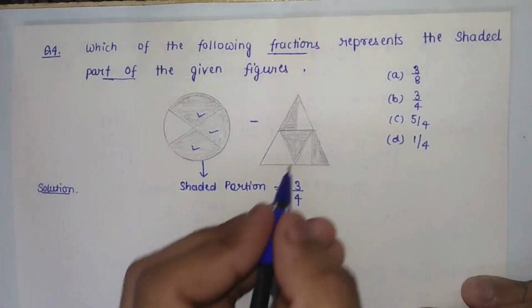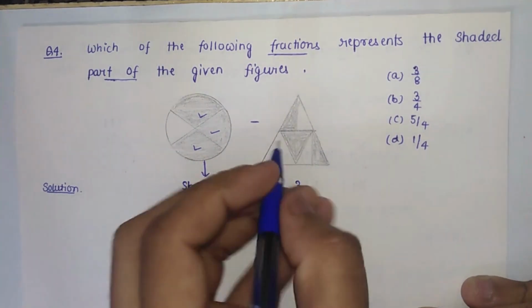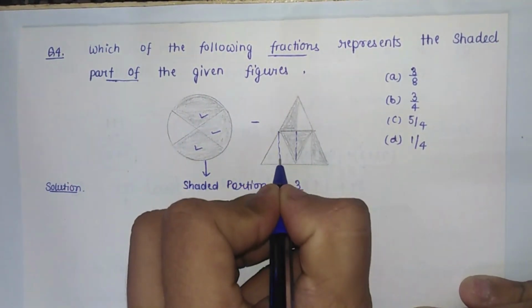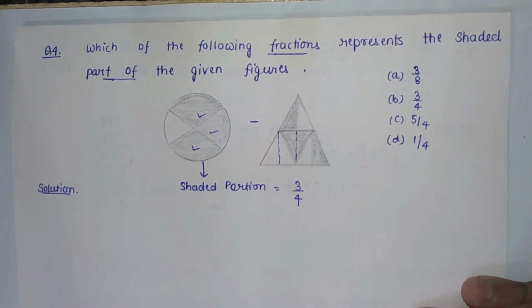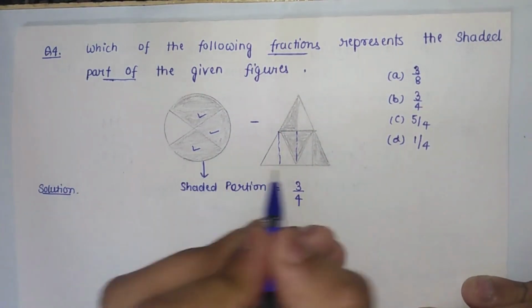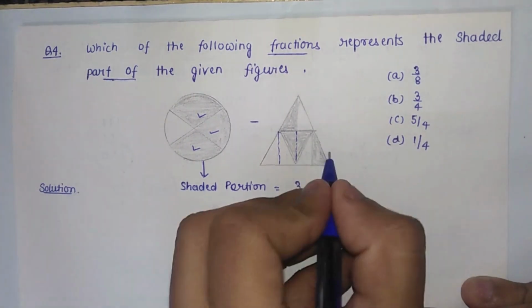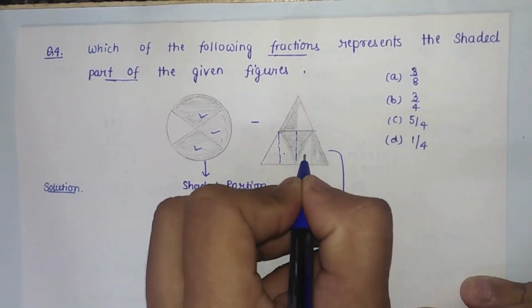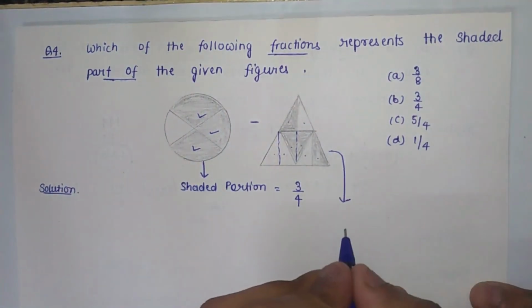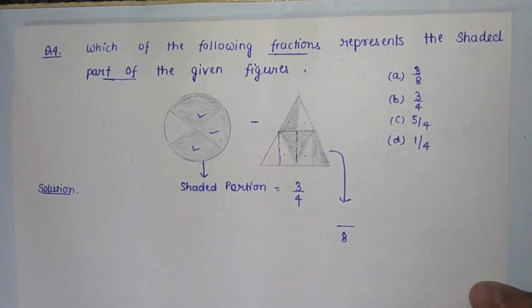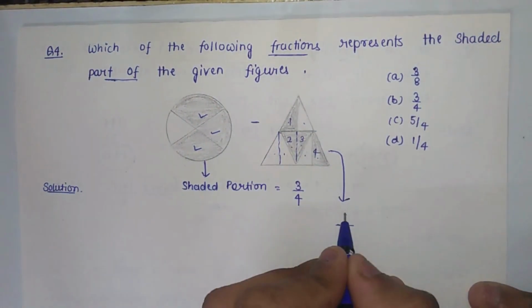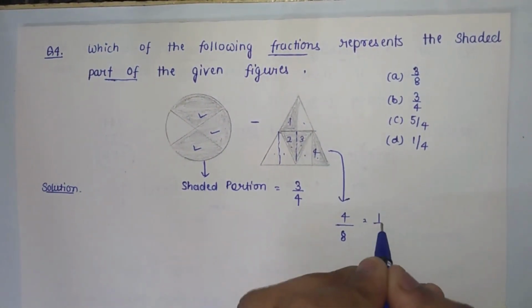If we talk about this figure, we can divide it into 8 equal parts, so that it will be much easier for us to count. So now we see, if we count the total number of equal parts for this figure, 1, 2, 3, 4, 5, 6, 7, 8. We have total number of 8 equal parts, out of which 1, 2, 3, 4, 4 parts are shaded. So this will be equal to 1 by 2.